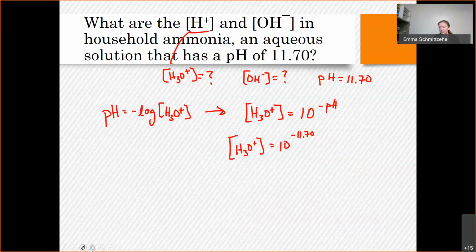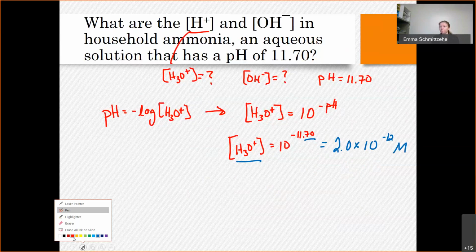So really, if we try to follow sig figs, guys, you should always focus on the decimals of the pH. So it has 2 decimals. So my answer should have 2 sig figs. So that's going to come out to 2.0 times 10 to the negative 12. And that should have units of molarity, okay? Because it's a concentration we're looking for. Okay, so that should be my answer for that.